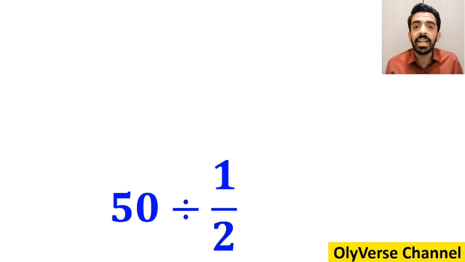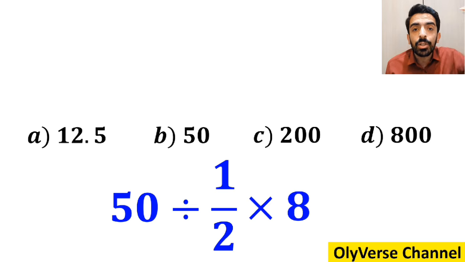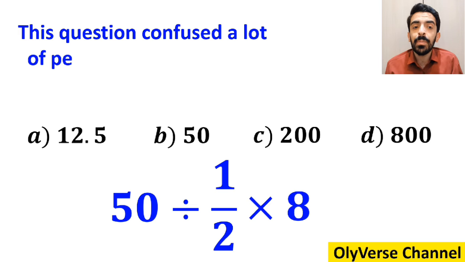What is the value of the expression 50 divided by 1 over 2 multiplied by 8? Which option do you think is the correct answer to this question? This question confused a lot of people and made them choose the wrong option. Let's take a closer look and solve it together.